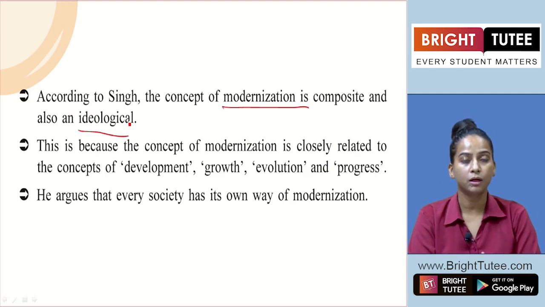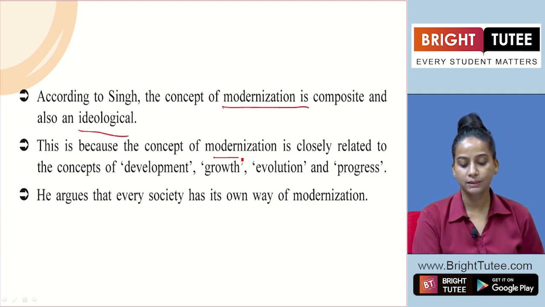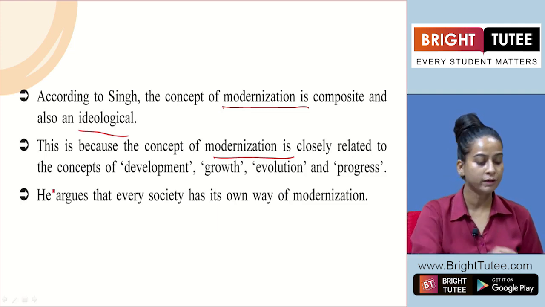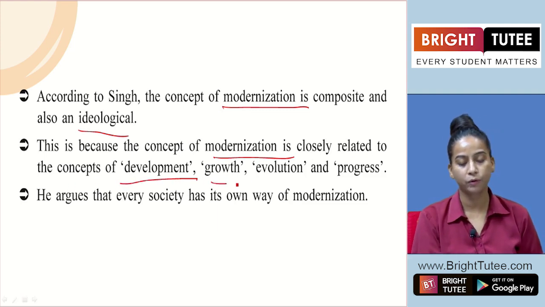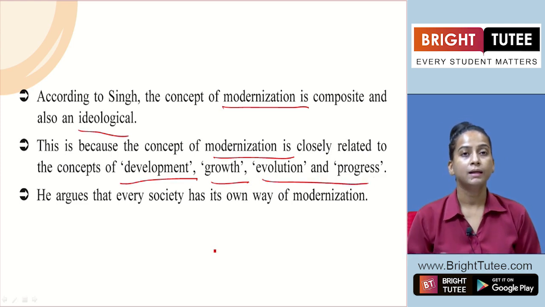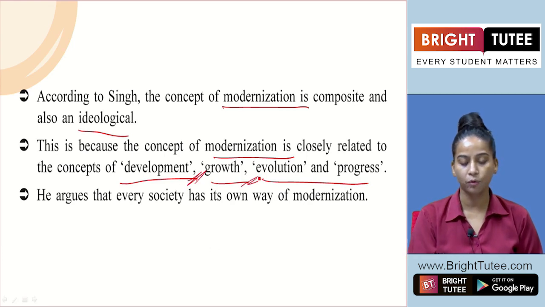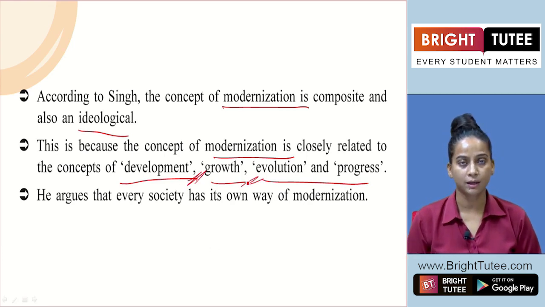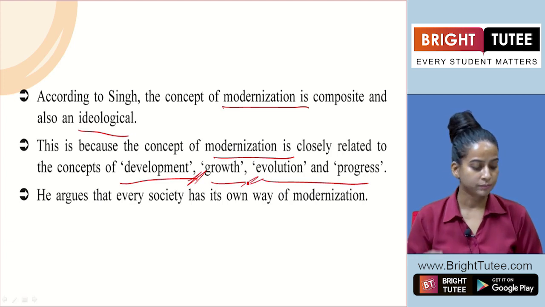According to Singh, the concept of modernization is composite and also ideological. It means if we are talking about modernization, it must be aiming at something and following some ideology. This is because the concept of modernization is closely related to development, growth, evolution and progress. If the changes we are bringing in the society take us to modernity, it means we are moving towards development, growth or success in our society or in our life.